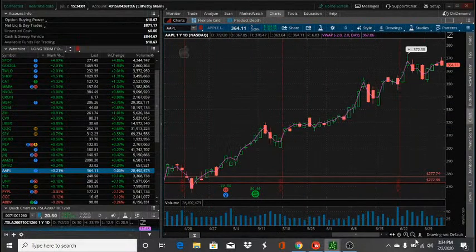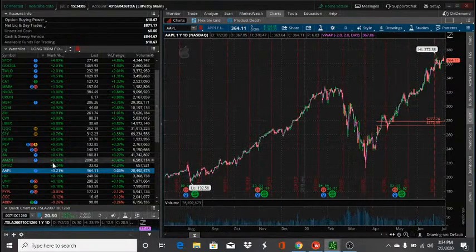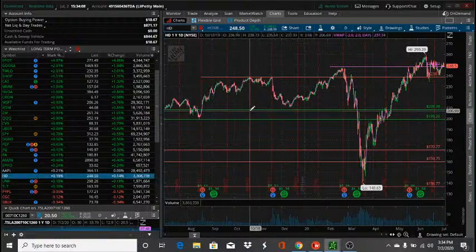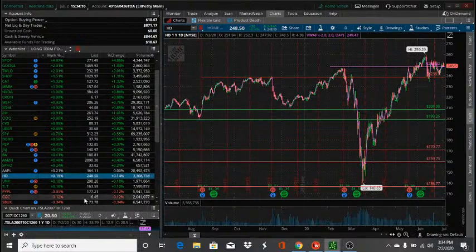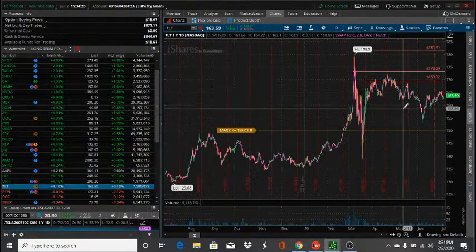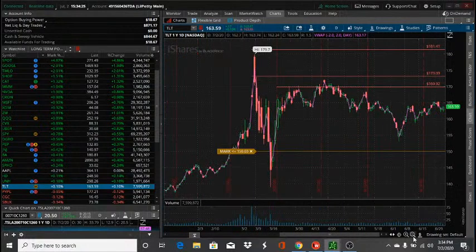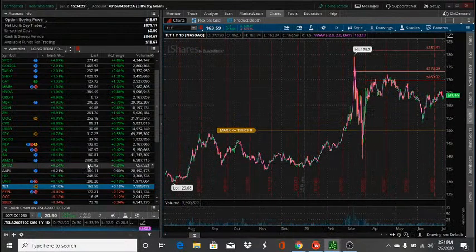Apple, man, just literally missed this whole move, but I've been making money on other moves, so I'm not too FOMO'd out about Apple, but I would like to invest some money in Apple. HD, UNH, TLT. So TLT, I'm kind of cooled off TLT. Not really a huge mover.